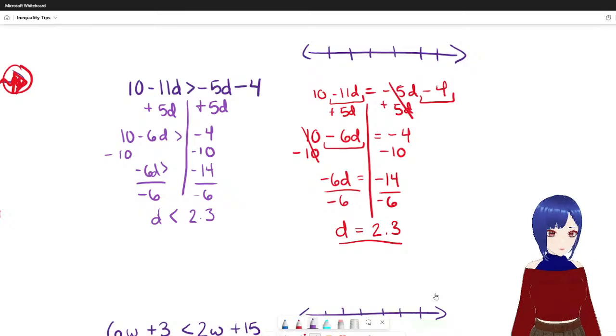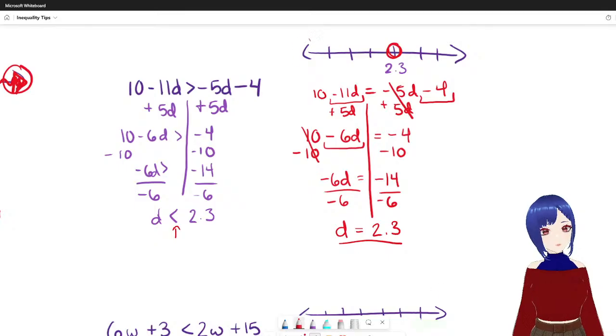So with that one, I'm gonna use my shortcut. I'm just gonna write 2.3 at this spot. That means our circle goes here. 2.3 is not less than itself, so we cannot include that, so we can't fill in that circle. And less than fades to the left.